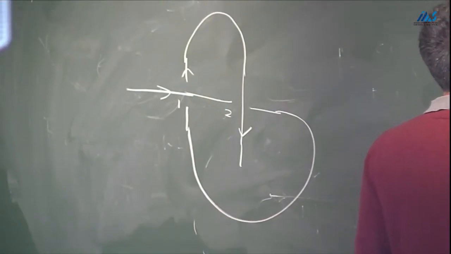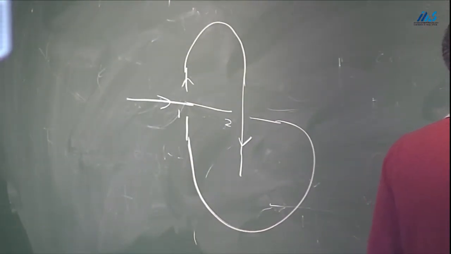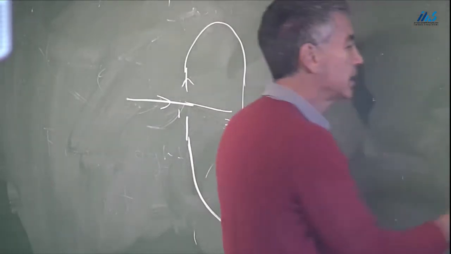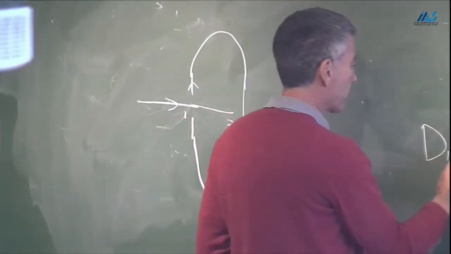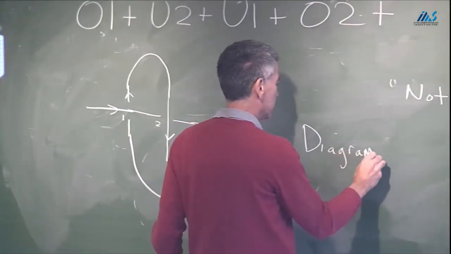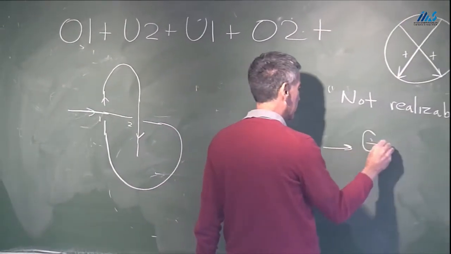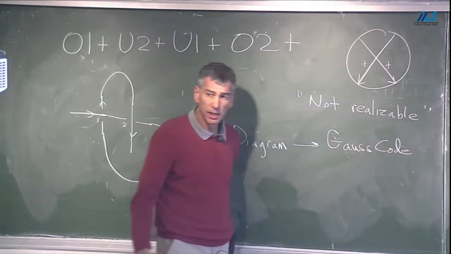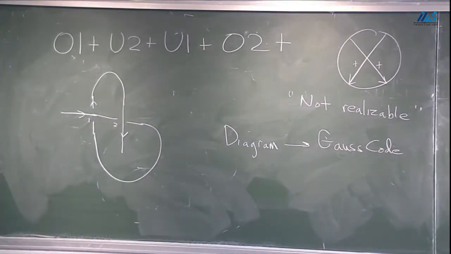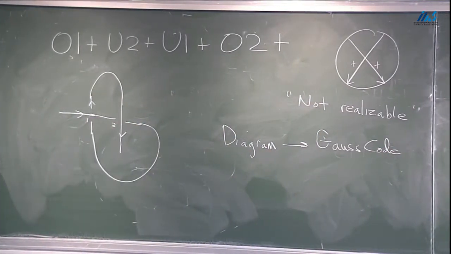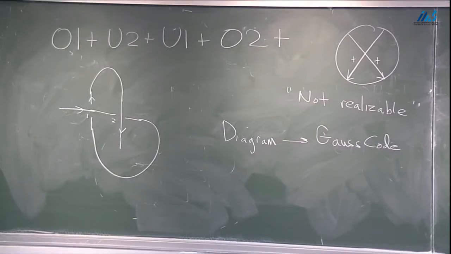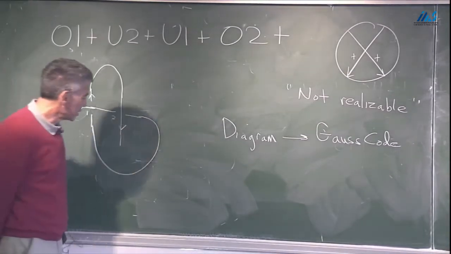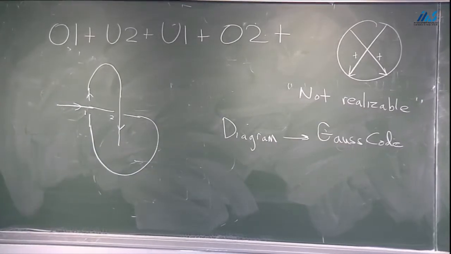So what we saw is that every diagram gives us a Gauss code. But it doesn't give us all the Gauss codes. There are more Gauss codes. Some of the Gauss codes cannot be realized, do not come from diagrams, like this one. So what do we do? How do we make this into a diagram?